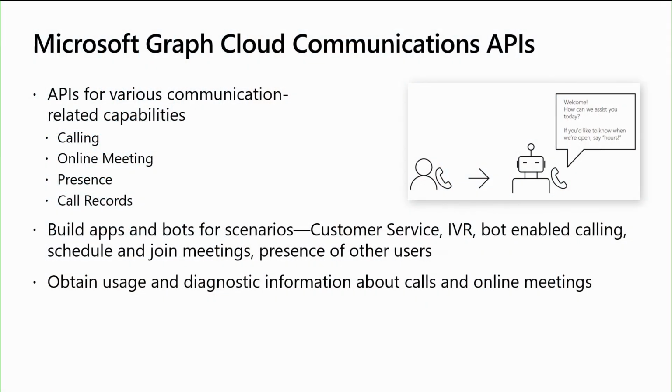You can create meeting coordinates and join meetings. We also have presence capabilities exposed through Graph APIs, both to get a presence of a user, get presence of multiple users, and subscribe for user presence as well. You can also get detailed call records for call quality and meeting usage, as well as diagnostic data. You will also be able to get detailed PSTN usage reports.